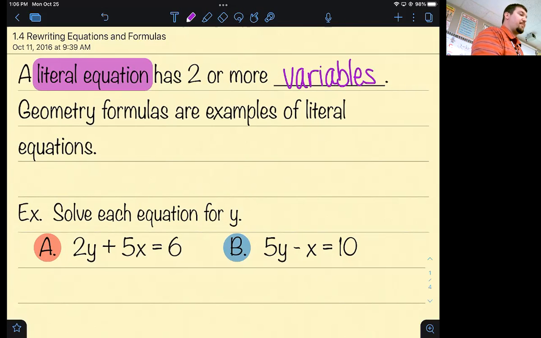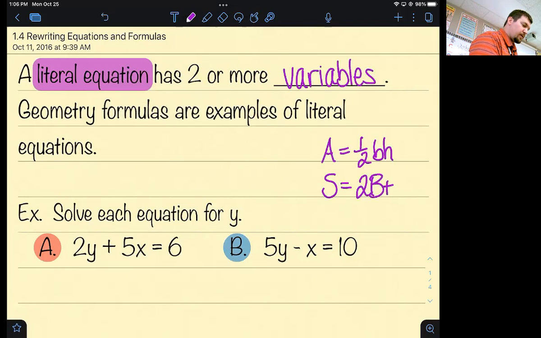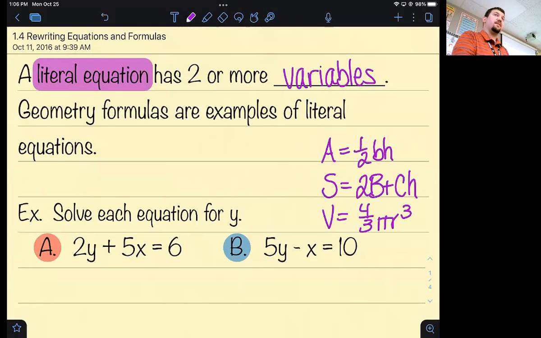For example, last chapter, we used this formula to find the area of a, what? Carson? Triangle, yeah. Or we used this formula to find the surface area of a, Xander? Cylinder. Or we used this formula to find the volume of a, Sean? Sphere. These are all literal formulas or literal equations.